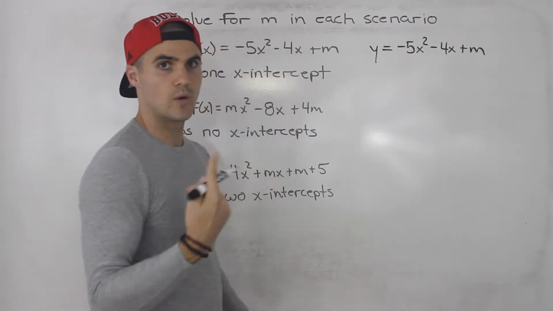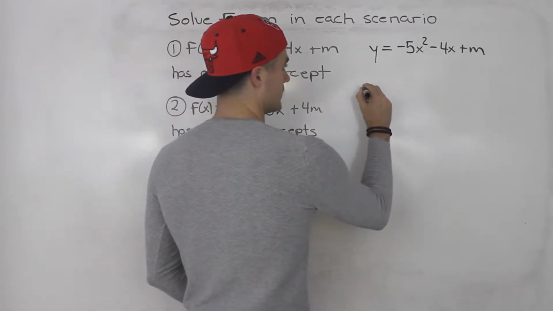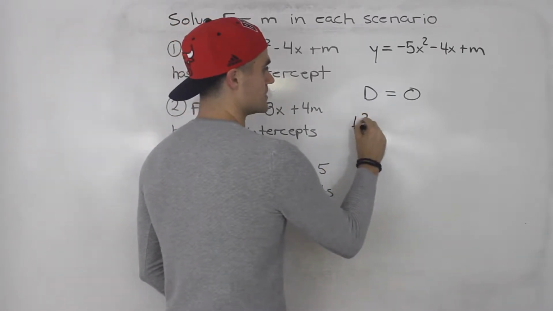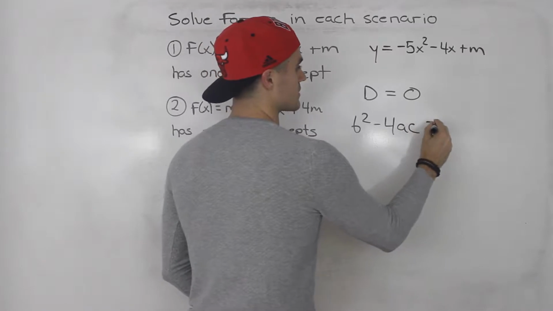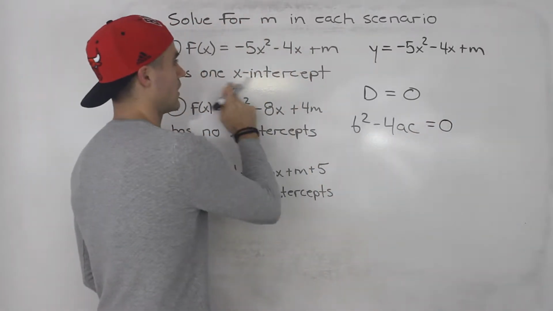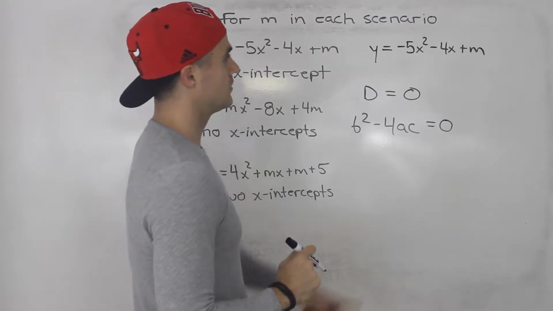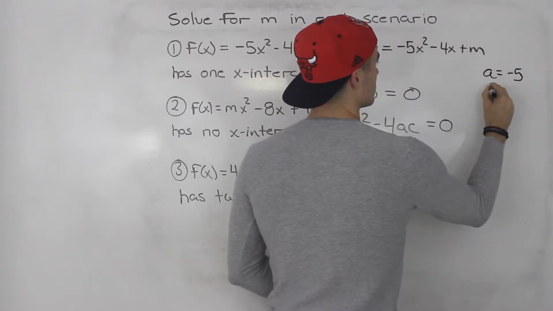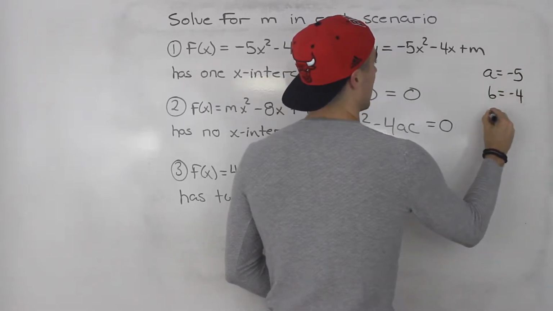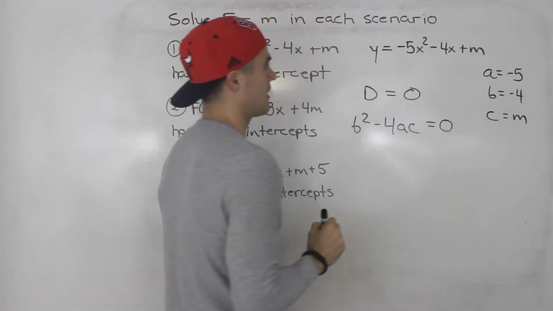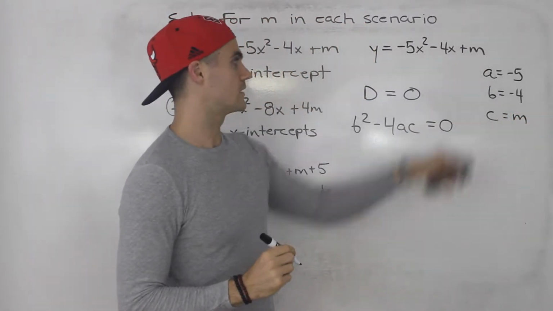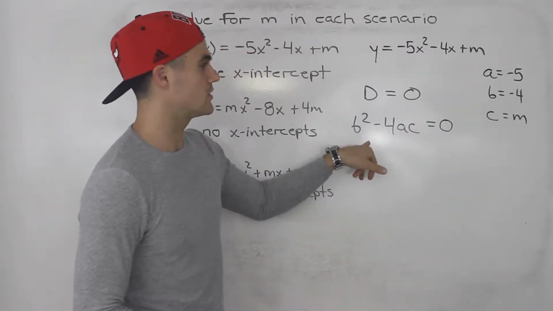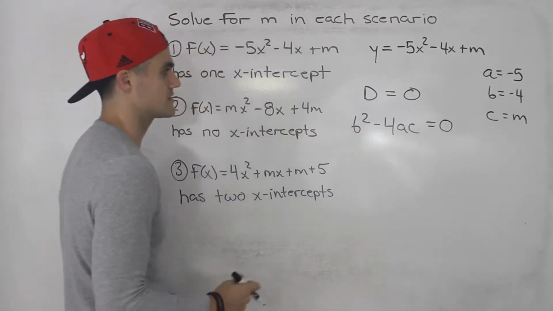So we know when there is only one x-intercept, the discriminant is equal to 0. And we know the discriminant is b squared minus 4ac. So that's going to equal 0 when there is one x-intercept. So notice that with this quadratic here, the a value is negative 5. The b value is negative 4, and then the c value is m, right? It's that constant right there. So what we can do is plug all of these into this equation and then just solve for m, isolate for m.